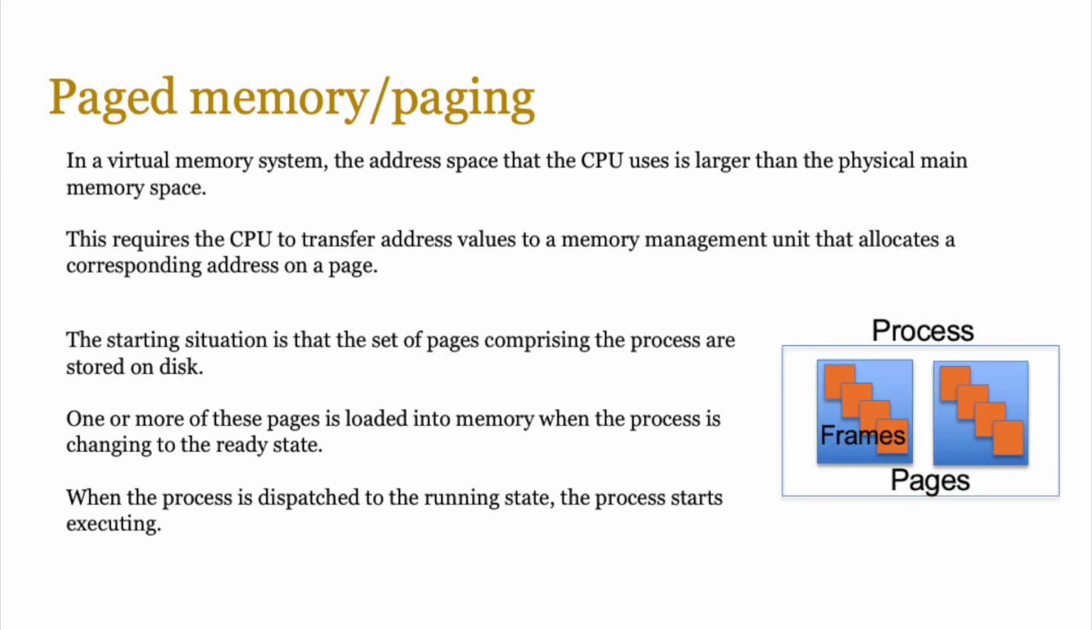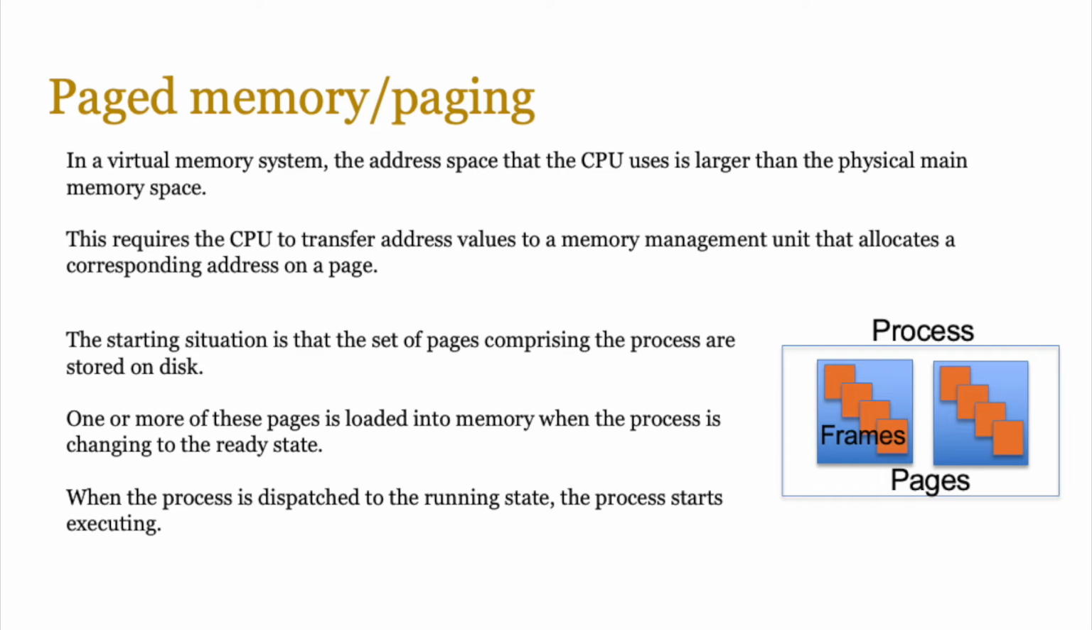So in a virtual memory system, the address space that the CPU uses is actually larger than the physical main memory space because you've allocated some SSD or hard drive space as virtual memory. So the computer actually thinks the RAM is much more than it actually is. This requires the CPU to transfer address values to a memory management unit that allocates a corresponding address on a page. Say for example you've got 1,000 addresses in physical memory, then allocating a huge amount of space on your SSD could lead to an extension. Suddenly you can end up with 10,000 addresses, and all of these addresses need to be recorded somewhere.